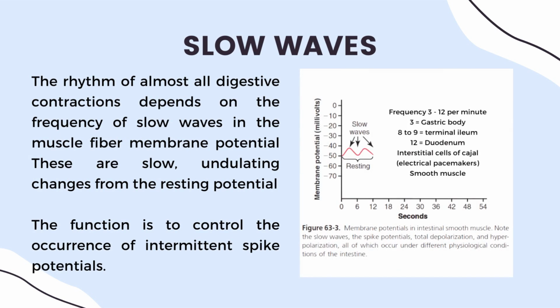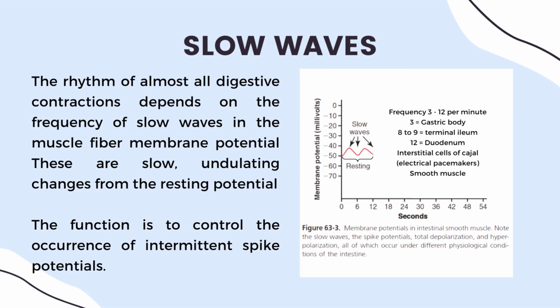The frequency of slow waves varies from 3 to 12 waves per minute, depending on the location of the digestive tract. For example, in the gastric body we have approximately 3 slow waves per minute, in the terminal ileum from 8 to 9, and in the duodenum, approximately 12 slow waves per minute.